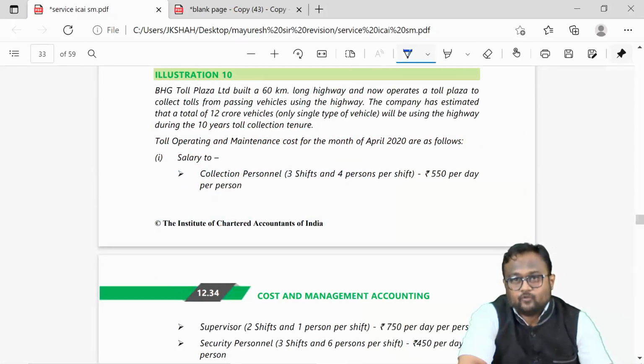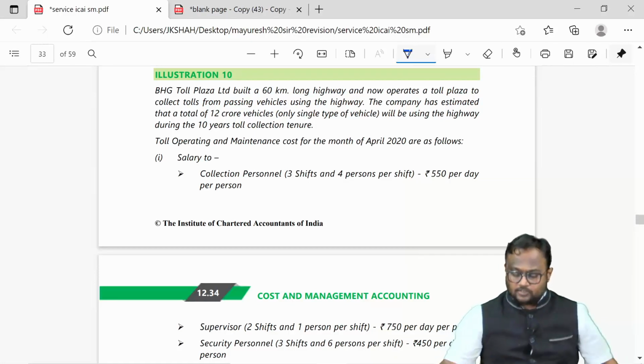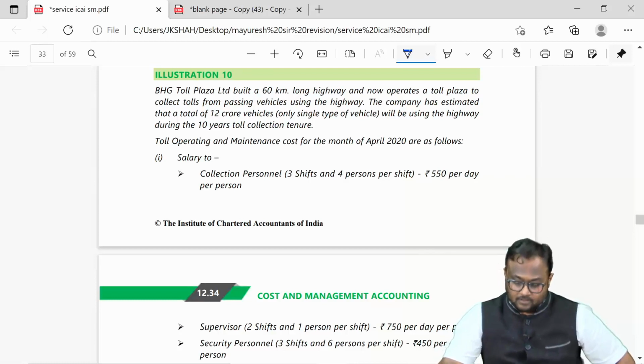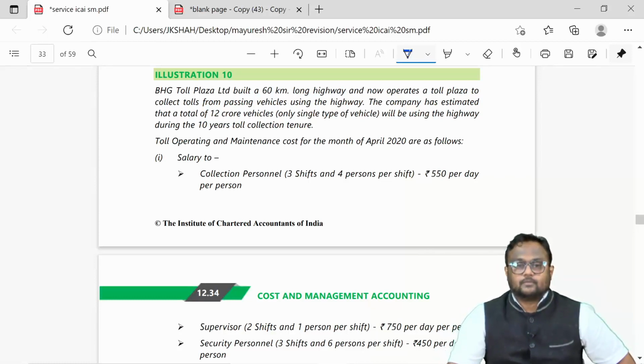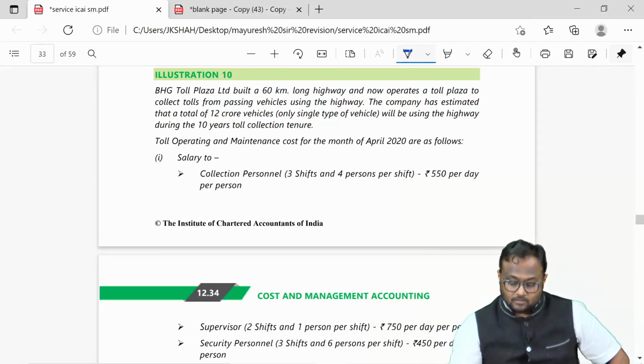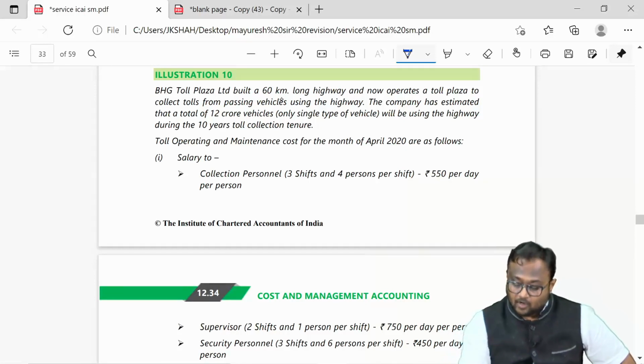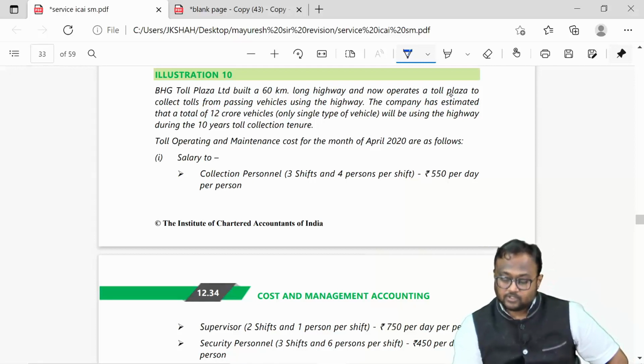Now I know you people have few doubts in terms of study material questions. Let's go for illustration 10, question number 10, page number 12.34. BHG Toll Plaza Limited built 60 kilometers long highway and now operates a toll plaza to collect tolls from passing vehicles using the highway.